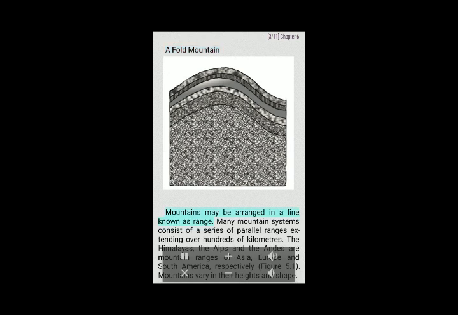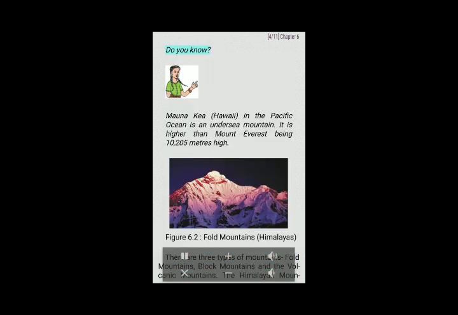A fold mountain. Mountains may be arranged in a line known as a range. Many mountain systems consist of a series of parallel ranges extending over hundreds of kilometers. The Himalayas, the Alps and the Andes are mountain ranges of Asia, Europe and South America, respectively. Figure 6.1. Mountains vary in their heights and shape.